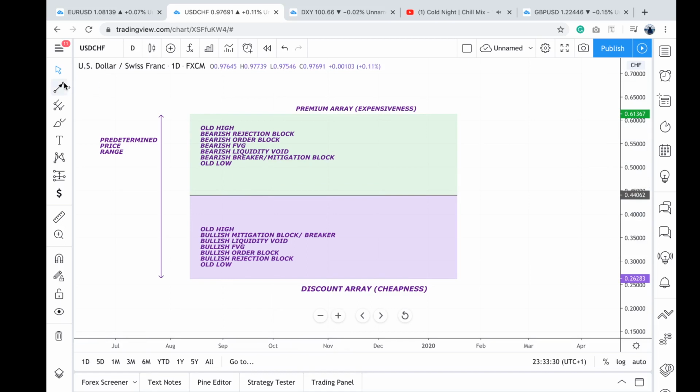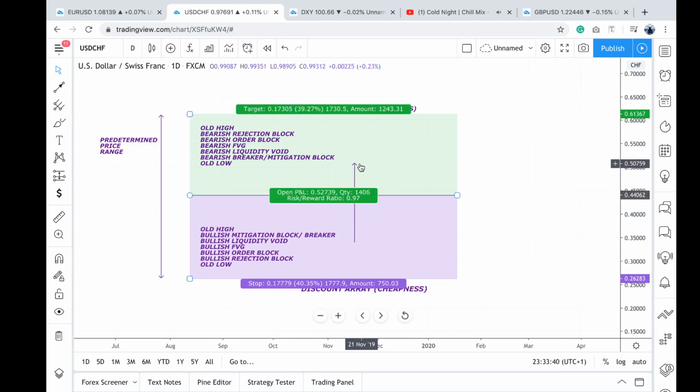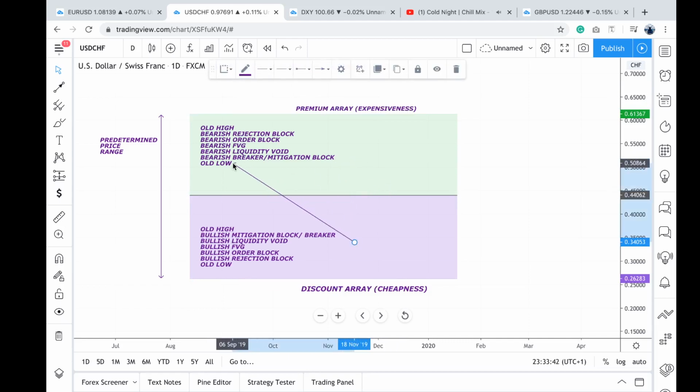Okay, so now let me put an area real quick. So now let's see price moving from a discount level to a premium level. I'm going to make this point. The first thing price is going to approach is old lows, should that exist on your chart. Once price goes past old lows, the next thing to reference in terms of institutional landmarks, let me call it that way, is a bearish breaker slash mitigation block.